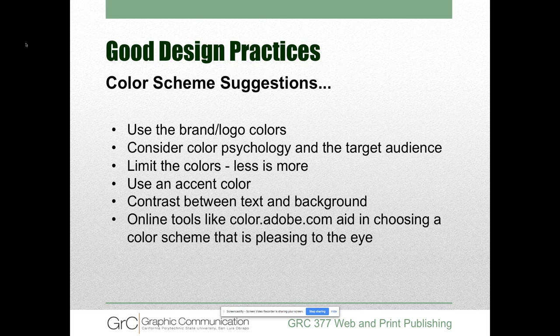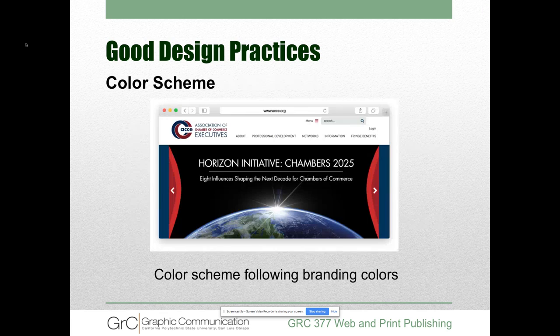One idea is to create a rather monochromatic color scheme and use an accent color for emphasis. We want to think about contrast between text and background. We want our text to be as readable as possible, so that contrast is important. And we can use online tools like color.adobe.com to choose a color scheme. We've seen this website before. I showed it a few weeks back when we were talking about design for print. So that's an option as well.